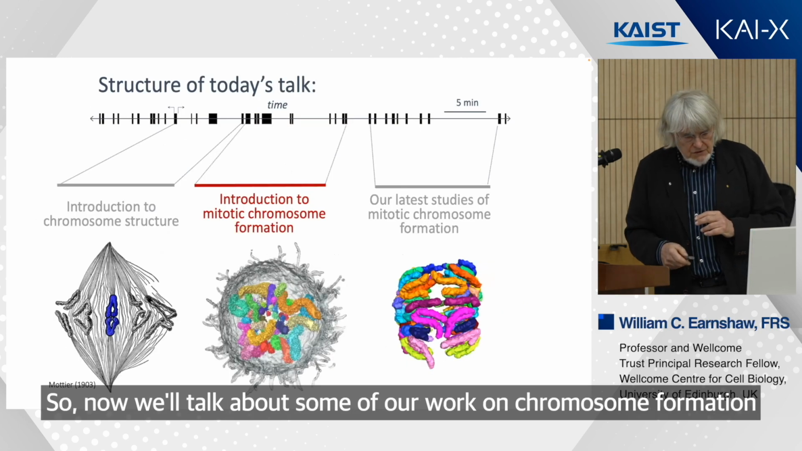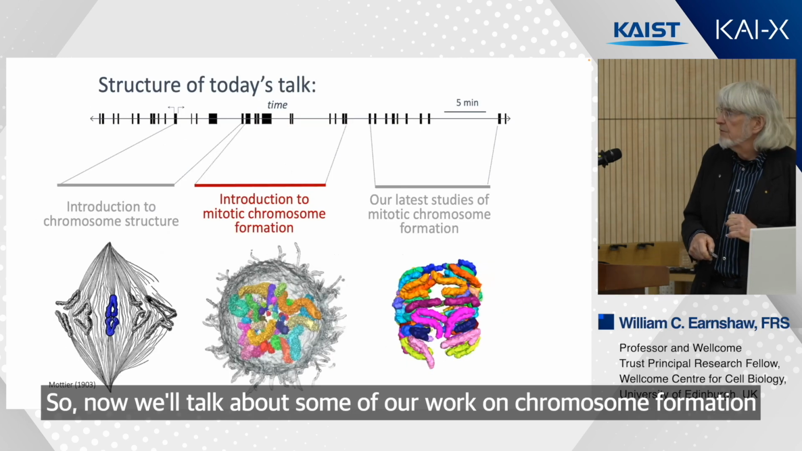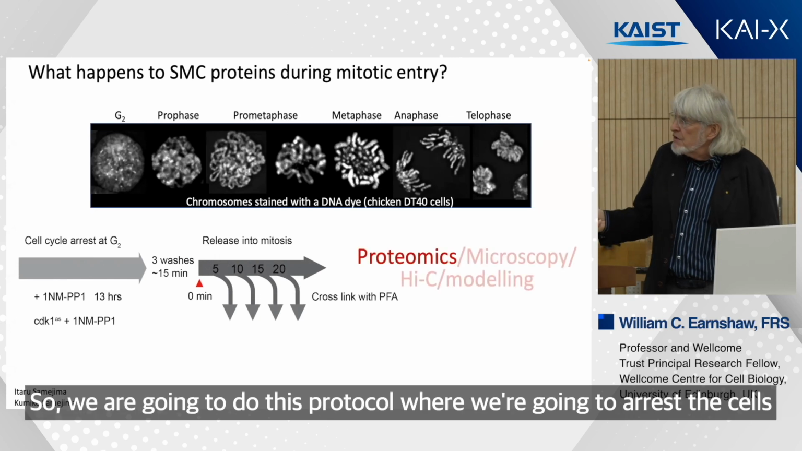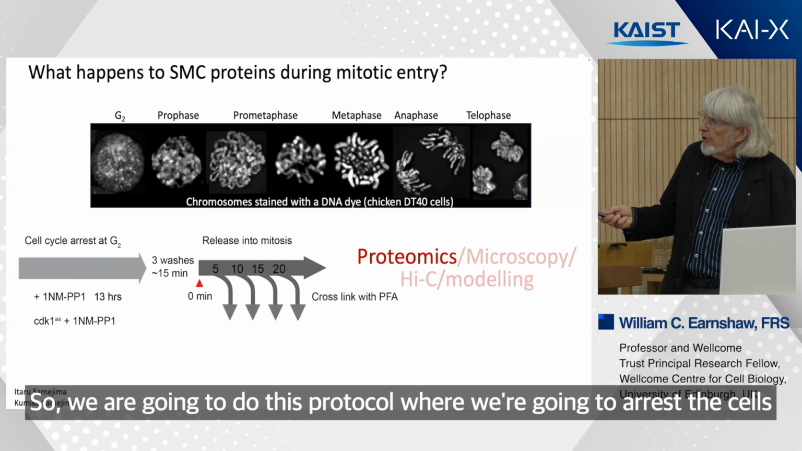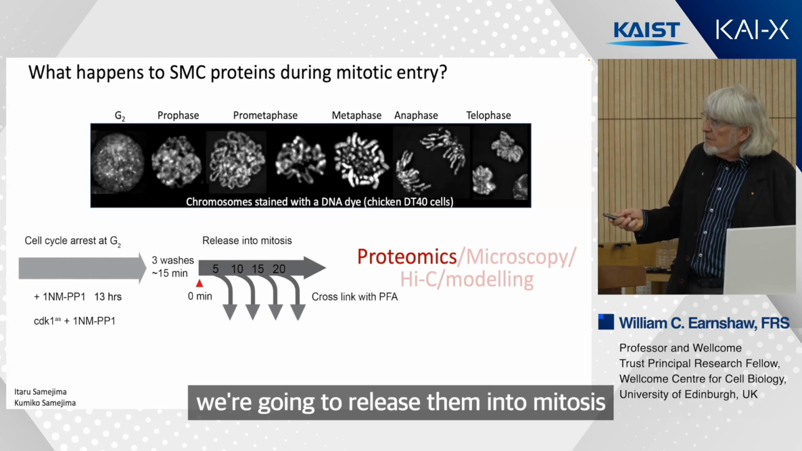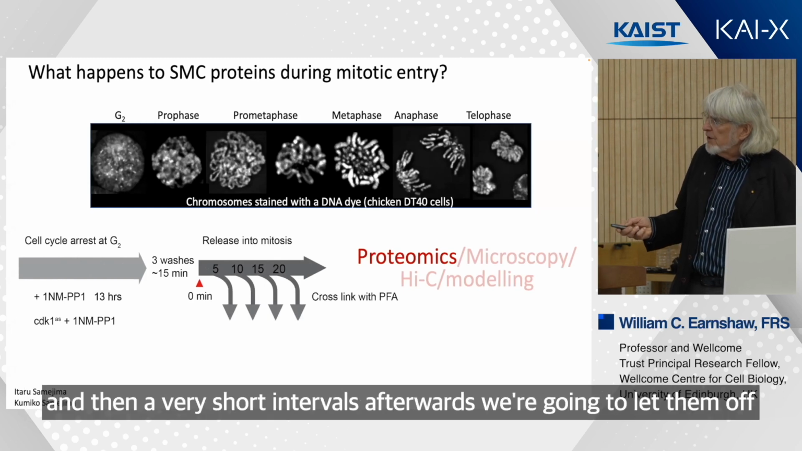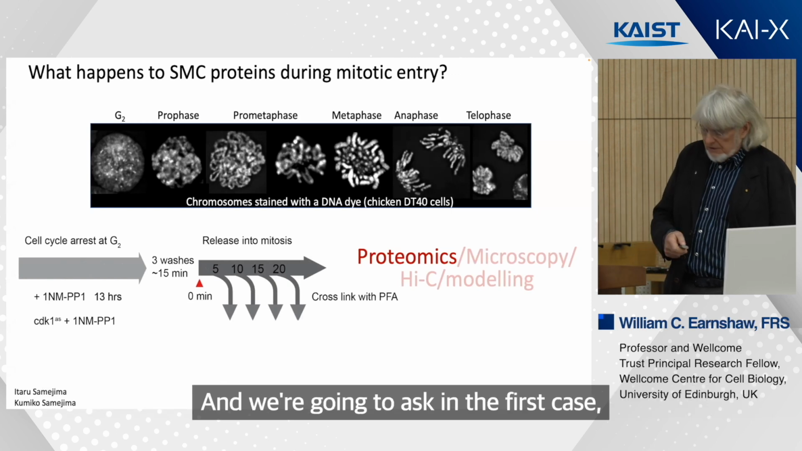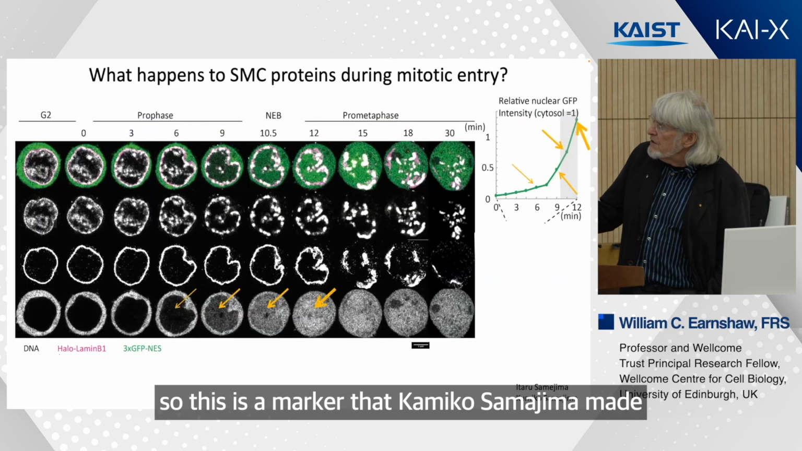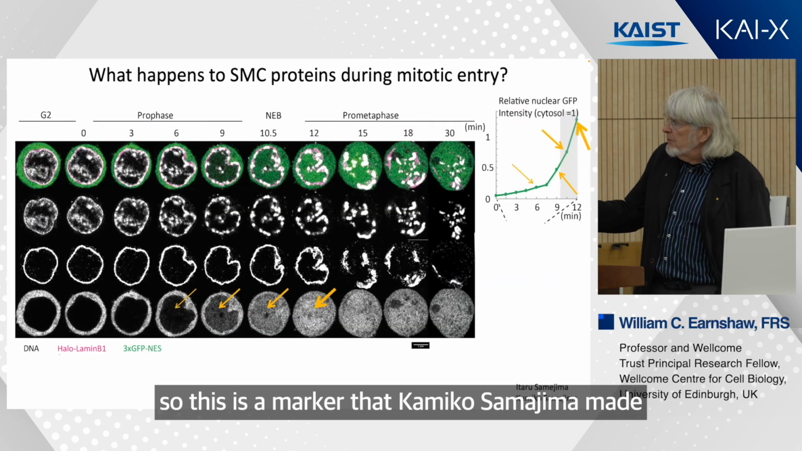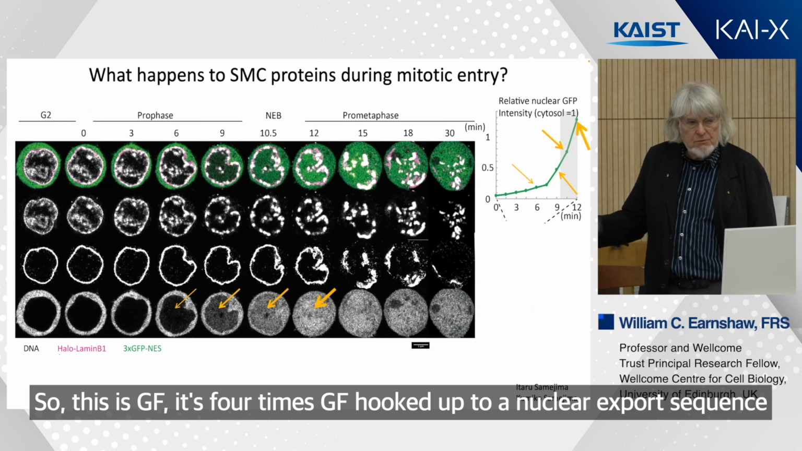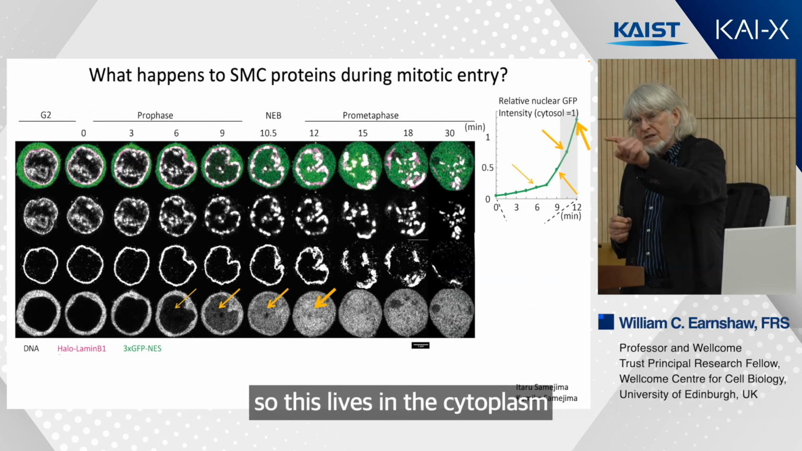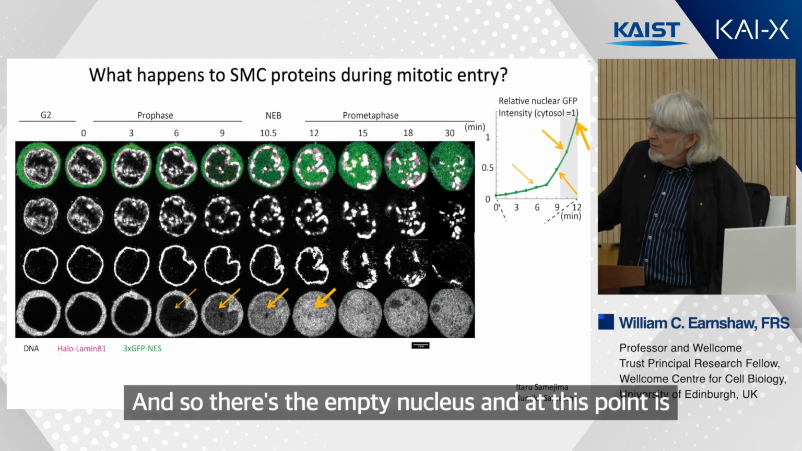So now we'll talk about some of our work on chromosome formation. What happens to the SMC proteins during mitotic entry? We're going to do this protocol where we arrest the cells, release them into mitosis, and then at very short intervals afterwards, we're going to look. In the first case, this is a marker that Kamiko Samajima made. It's 4 times GFP hooked up to a nuclear export sequence. So this lives in the cytoplasm. And so there's the empty nucleus.